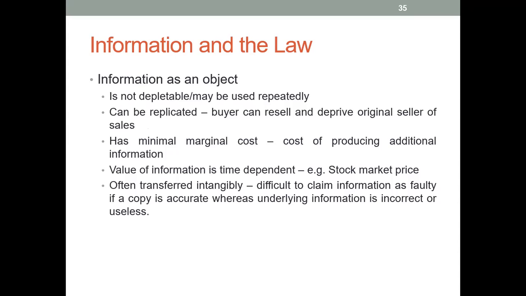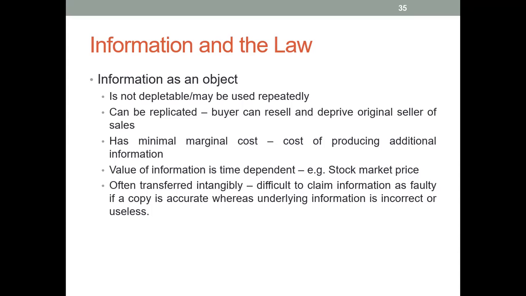Second, information can be replicated. It means the buyer can resell and deprive the original seller of sales. The value of information is what the buyer will pay the seller, but after having bought the information, the buyer can then become a seller and potentially deprive the original seller of further sales. Because information is not depletable, the buyer can use the information and can also sell it many times, perhaps even making a profit. Third, information has a minimal marginal cost.